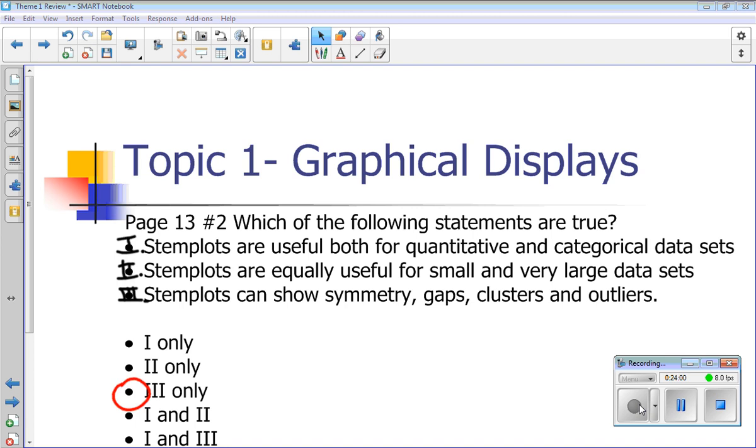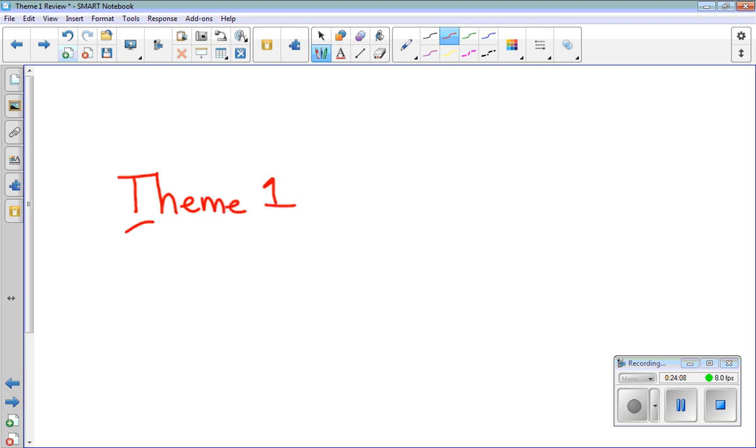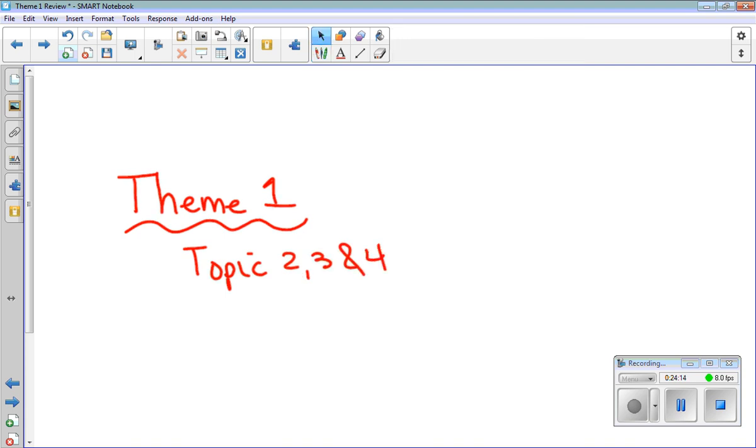So for your homework in theme 1, I want you to do topics 2, 3, and 4. Yes, yeah. I tried to give you enough room so you should be able to write right on here and show me any calculations or anything that you would need to go right on here as well.